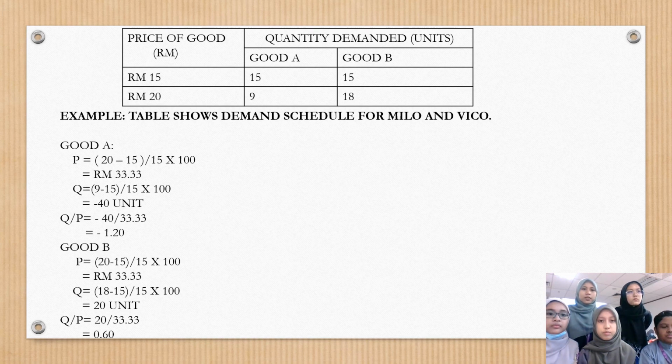Good B, price: 20 minus 50 divided by 50, multiplied by 100. The answer is 33.33. Quantity: 80 minus 50 divided by 50, multiplied by 100. The answer is 20 units. Quantity divided by price equals 20 divided by 33.33.